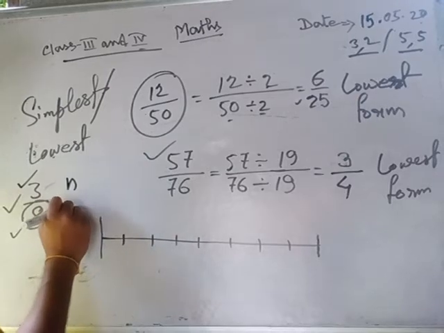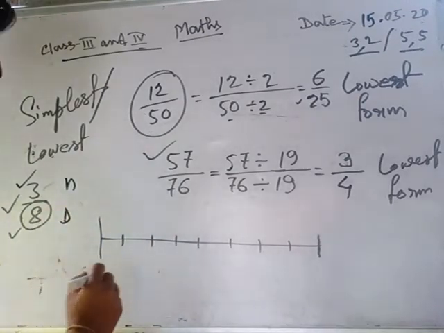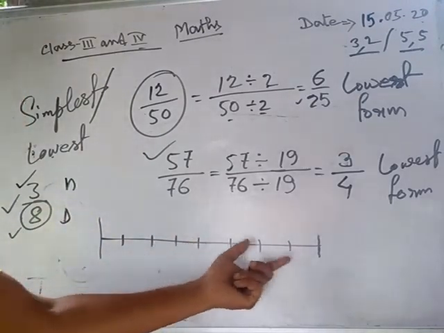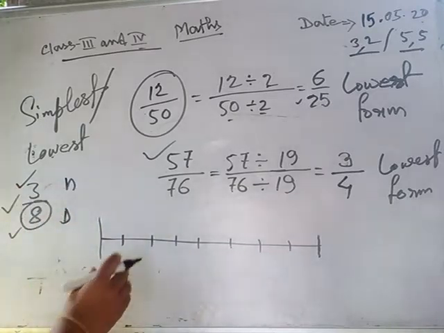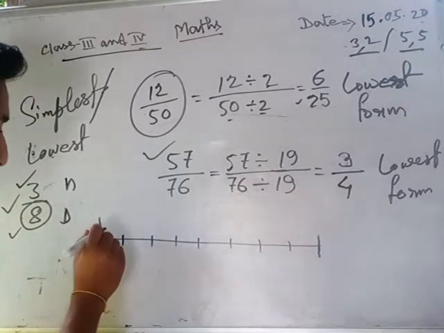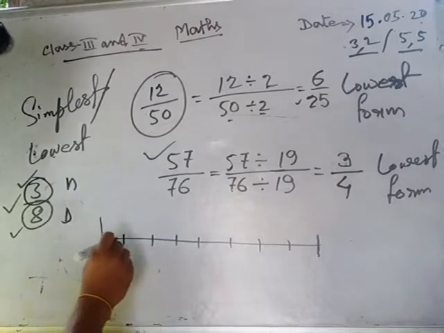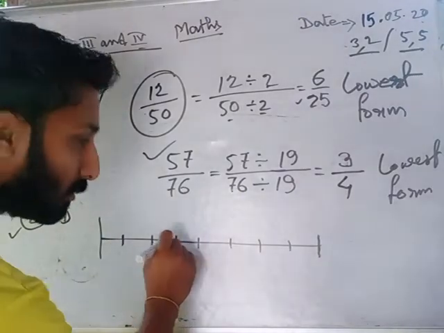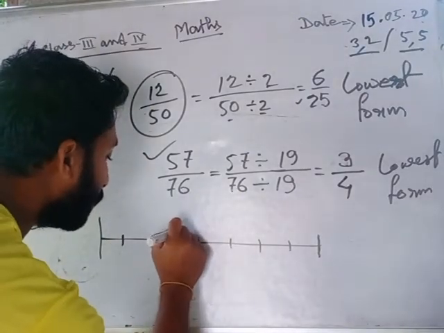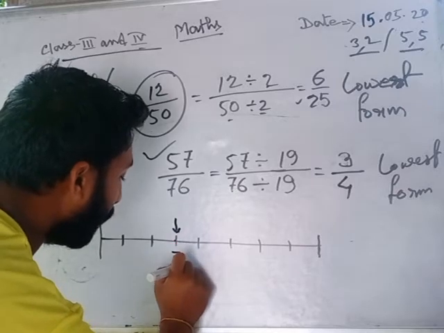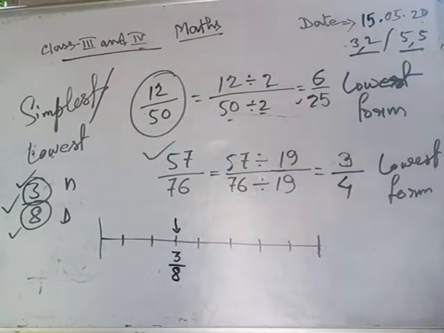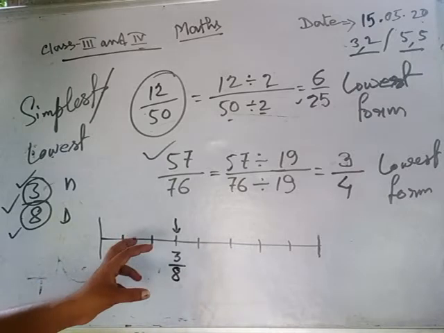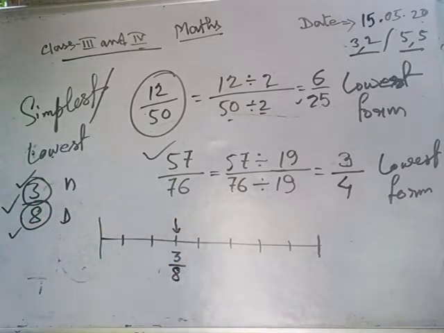N for numerator, D for denominator. The denominator is the total parts and the numerator is the selected parts. Selected parts 3: 1, 2 and 3. So write here 3 by 8. Like this we should put the fraction on a number line. Okay.